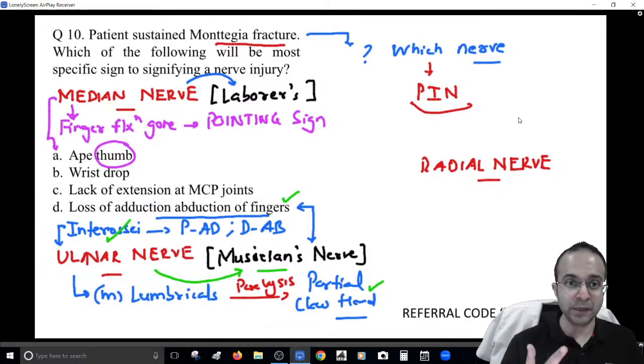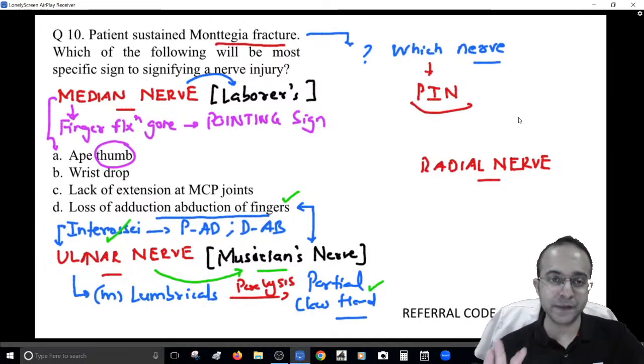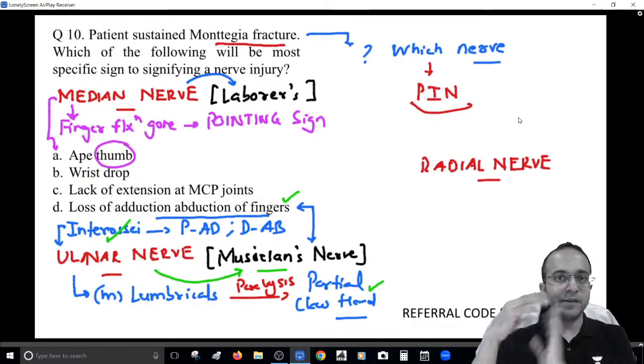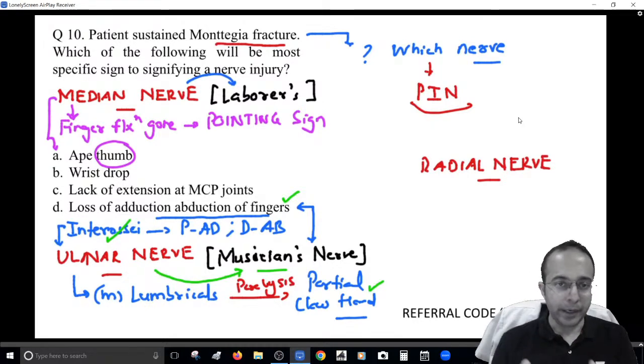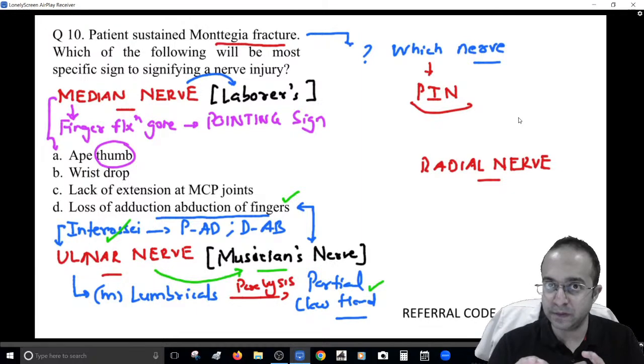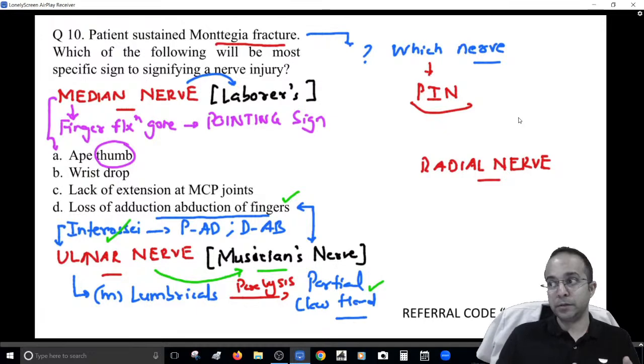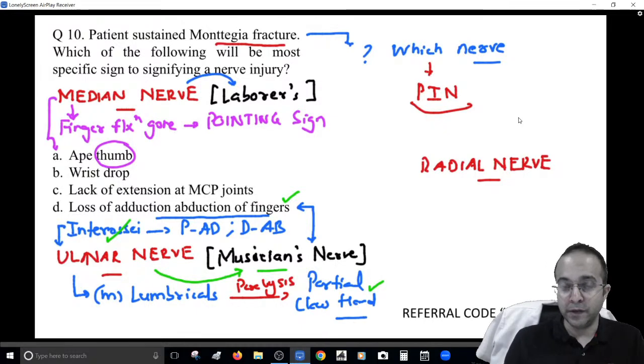So remember on a spinal level. Clear with that? So ape thumb will be something in median nerve palsy, and that loss of adduction of fingers, that claw hand, will be something in ulnar nerve palsy. Are you guys clear with these things at least on a spinal level? Because this is just like a reflex thing now.